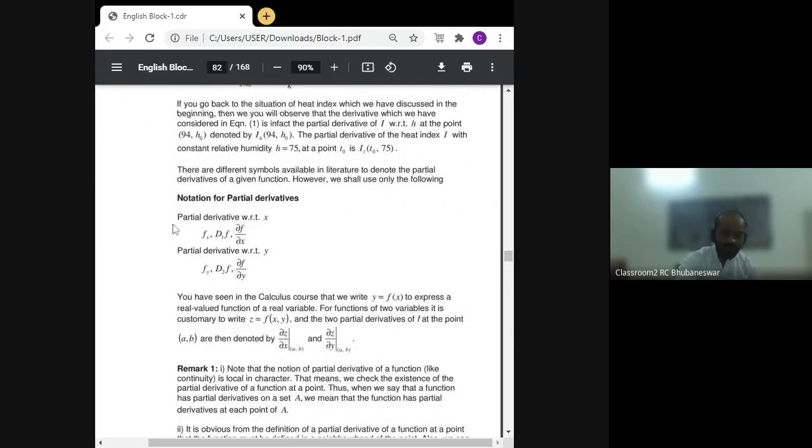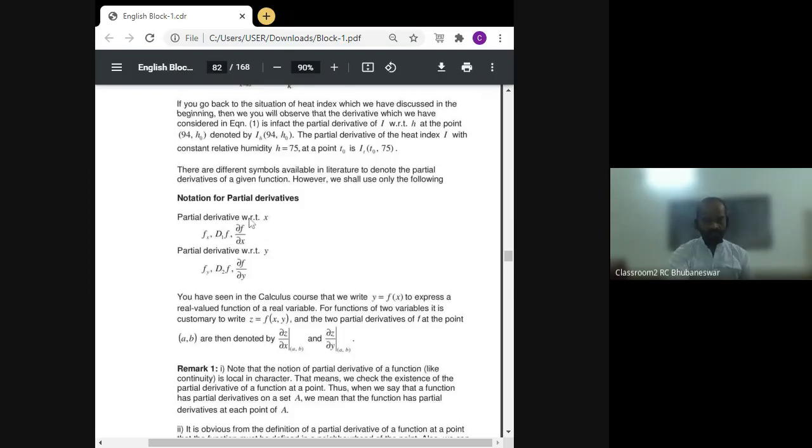The partial derivative with respect to x can be represented in different forms: f subscript x, or capital D1. Capital D1 is understood as the partial derivative with respect to the first variable, whatever it may be. And the third one is del f by del x. Similarly, the partial derivative with respect to y can be represented as f subscript y or D2. D2 means the partial derivative with respect to the second variable, whatever it may be. Similarly, del f by del y.